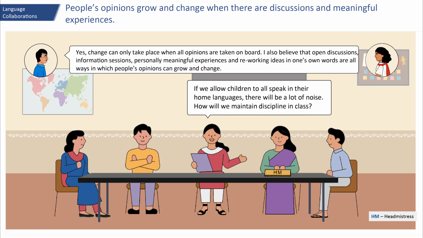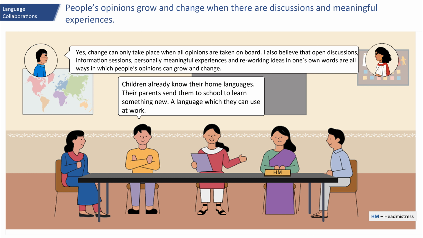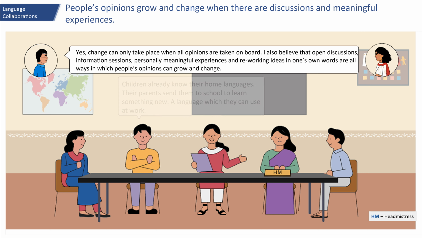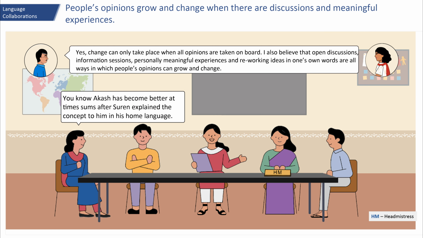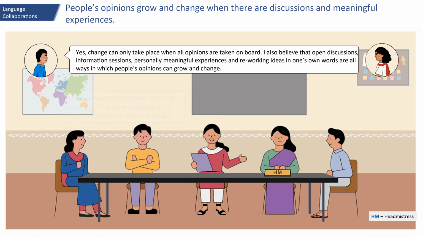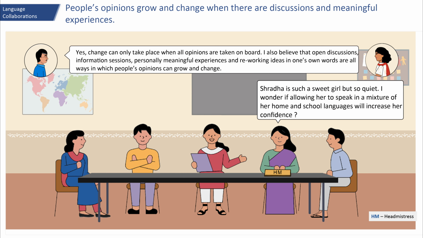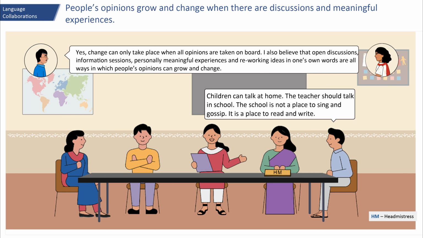If we allow children to all speak in their home languages, there will be a lot of noise. How will we maintain discipline in class? Children already know their home languages. Their parents send them to school to learn something new, a language which they can use at work. You know, Akash has become better at time sums after Suren explained the concept to him in his home language. Shraddha is such a sweet girl, but so quiet. I wonder if allowing her to speak in a mixture of her home and school languages will increase her confidence. Children can talk at home. The teacher should talk in school. The school is not a place to sing and gossip. It is a place to read and write.